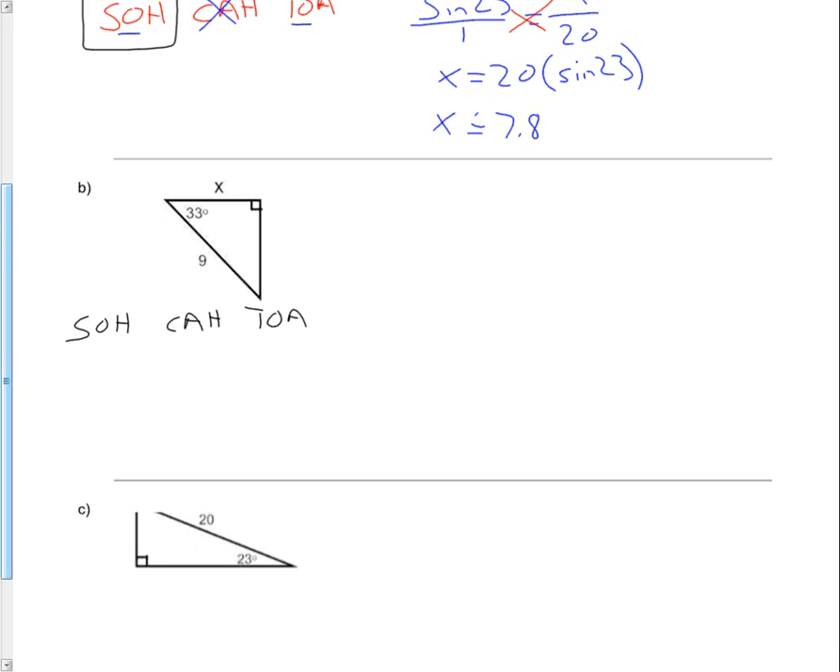Next thing I want to do is label this particular triangle. So start off by labeling the HOA. My hypotenuse is directly across from the 90-degree angle. My opposite side is from the angle given, so I'm given 33 degrees, and the side across from that must be my opposite. And so the last side, therefore, must be the adjacent side. So now I've labeled my HOA.